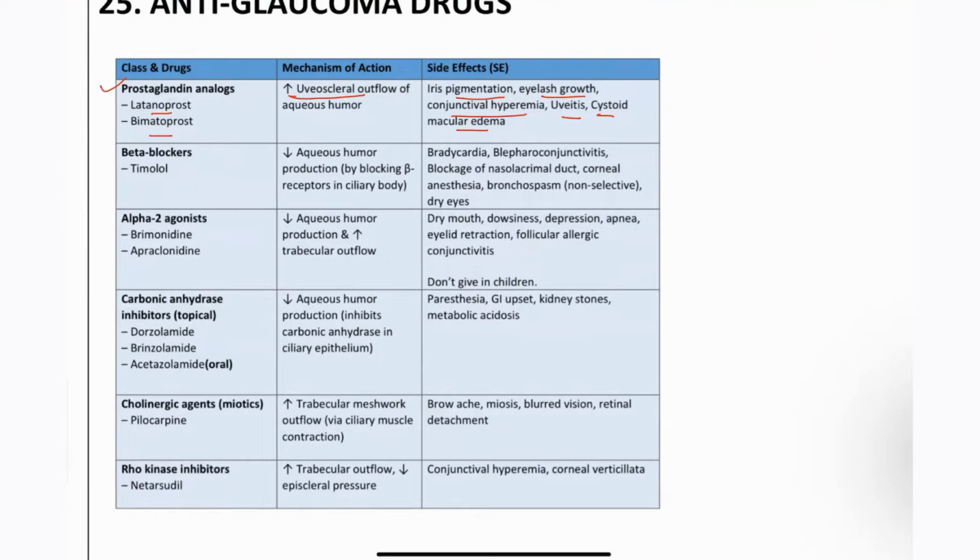Next, beta blockers like timolol, and it will decrease the aqueous humor production. Side effects: bradycardia, blepharoconjunctivitis, blockage of the nasolacrimal duct, and corneal anesthesia.